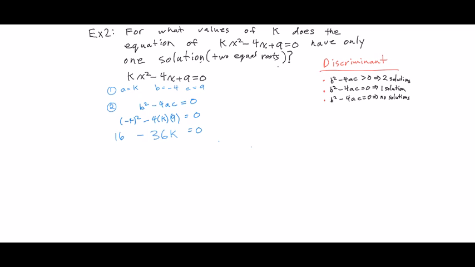Let's go and isolate the 36k. So I'm going to take my 16 and move it to the other side of the equation. So now we have this. And now we'll simplify. And now we'll divide both sides by negative 36 to get k by itself. And this is our final solution. K equals negative 16 over negative 36. Simplifying that, reducing our fraction, we get 4 over 9.